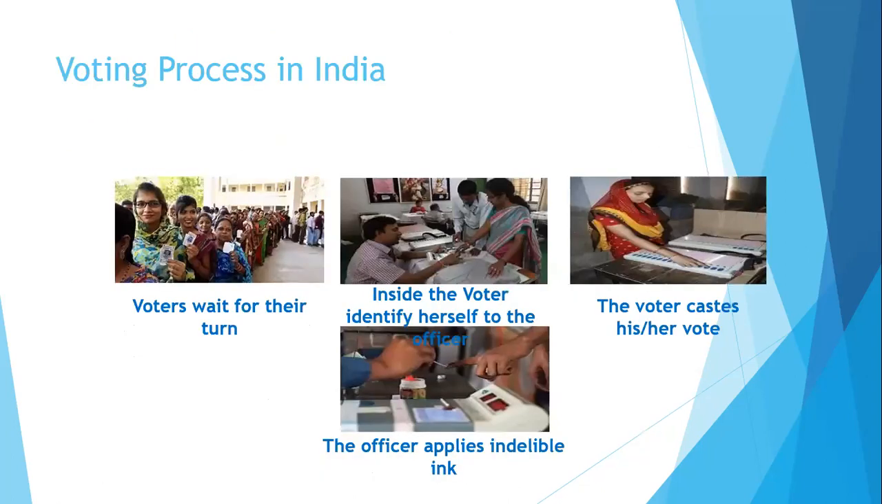Process of voting in India. Voters wait for their turn outside the polling booth. Inside, the voter has to identify himself or herself to the officer. The voter casts his or her vote. The officer applies indelible ink.